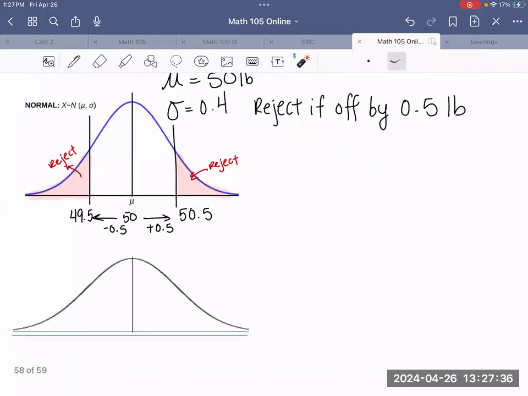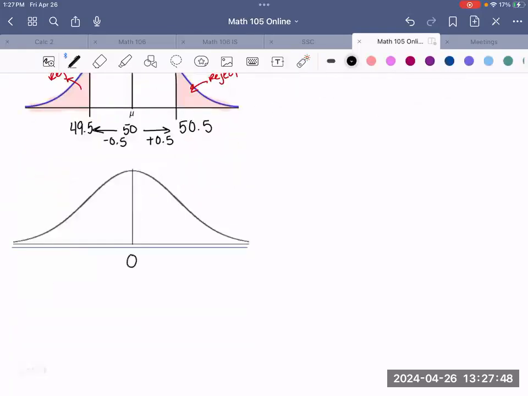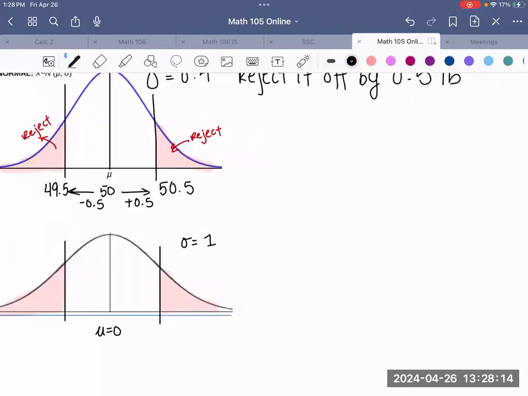Since these values are not found on your z-table, we now need to go from this normal graph into a standard normal, where you have a mean of 0 and a standard deviation of 1 to either side. So we want the same graph, same rejection area, but now using z values. We're going to take your values and put them into that small equation.